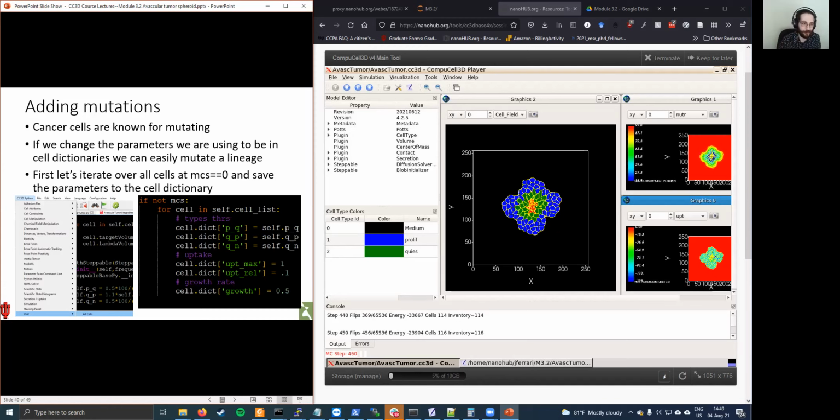But in class, I'm just gonna mutate one of their attributes. That way we can see more fun things. And the attribute that I'm gonna mutate is growth.